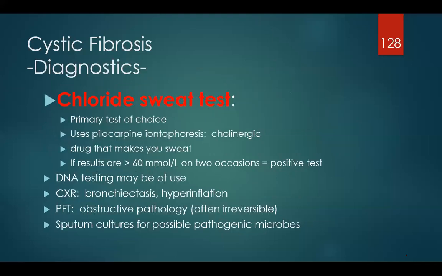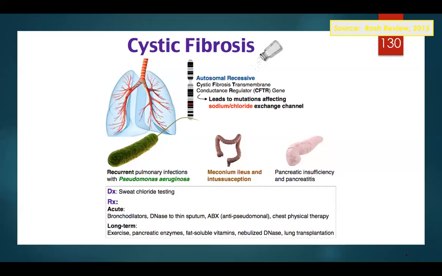The chloride sweat test is the primary test of choice. If the results are greater than 60 millimoles per liter on two occasions, that's a positive test. Then we should also do DNA testing, a chest x-ray, PFT testing, and sputum cultures.